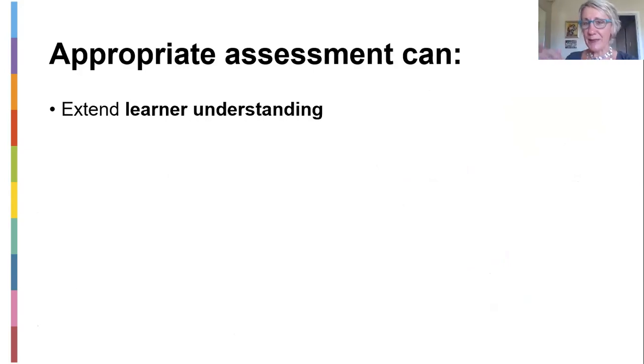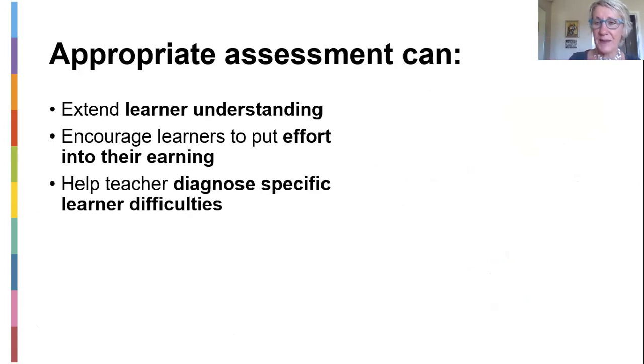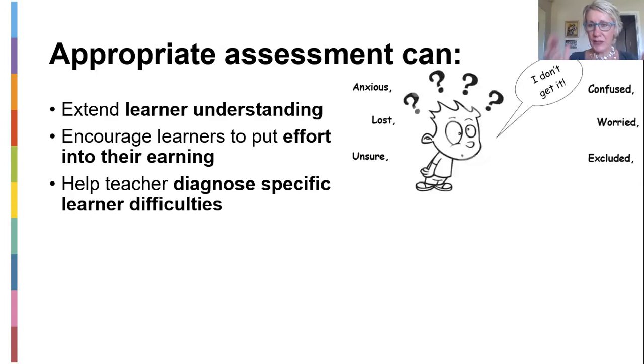So appropriate assessment, what can it do? It can extend your learners' understanding of things. It can also encourage them to put effort into their learning. Not into their earning, into their learning. This is because, especially if you've got a rubric, they can see that they got 6 out of 10 for one, 4 out of 10 and 2 out of 10, they can see where they can improve and what they can do better. It also helps the teacher to diagnose what they're battling with. They didn't know how to cite in-text references. They couldn't recognize the present tense. And what can I do to rectify that? So those are all questions you can ask.